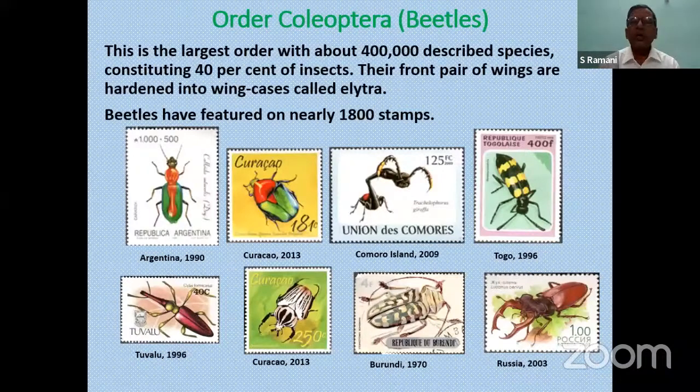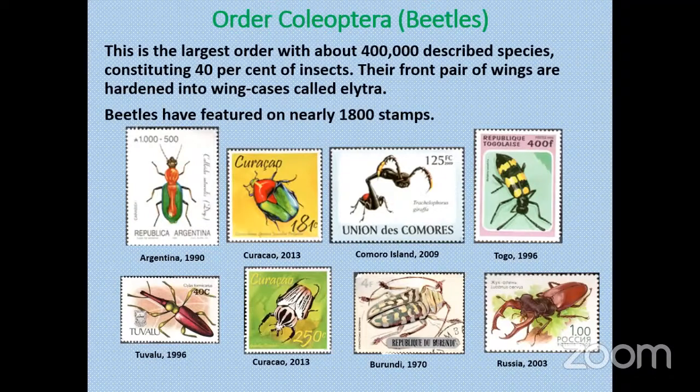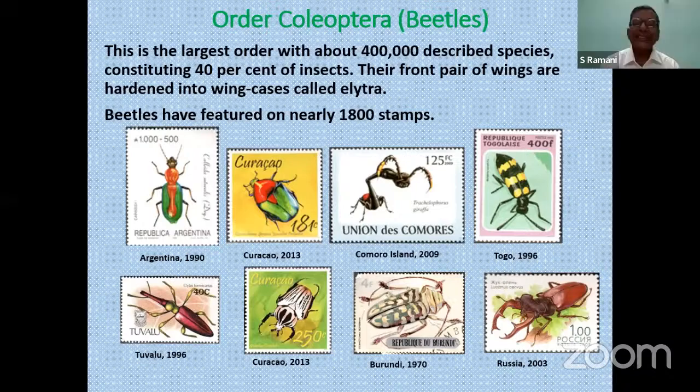This is the largest order. Coleoptera is the largest order with about 400,000 described species, and it constitutes nearly 40% of the insects. Of course, recognition of this group is by their front pair of wings, which are hardened wing cases called elytra. Beetles have been featured on nearly 1,800 stamps. This is just to give you a sample of the kind of insects that have been featured by different countries. Argentina, Curacao, Comoro Island.